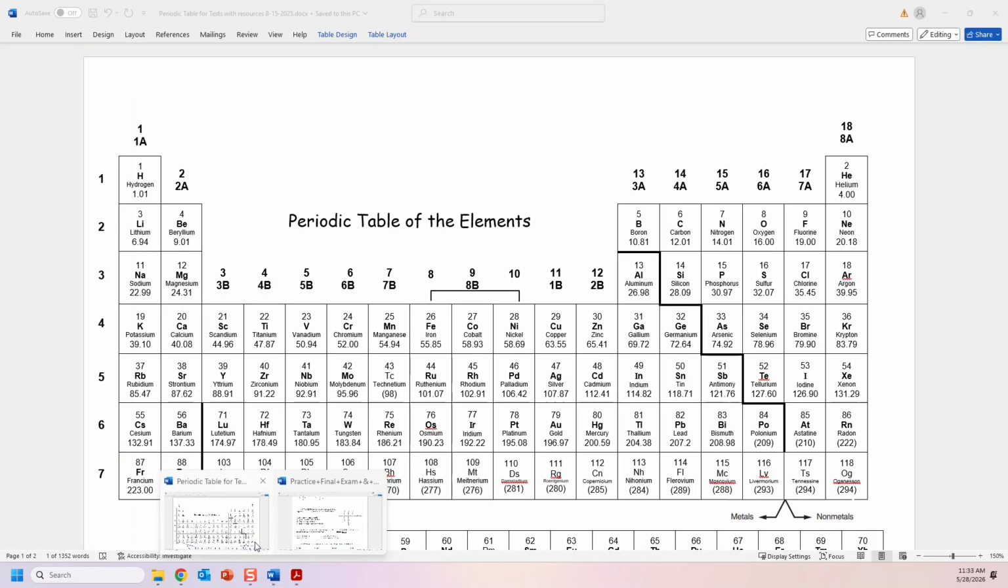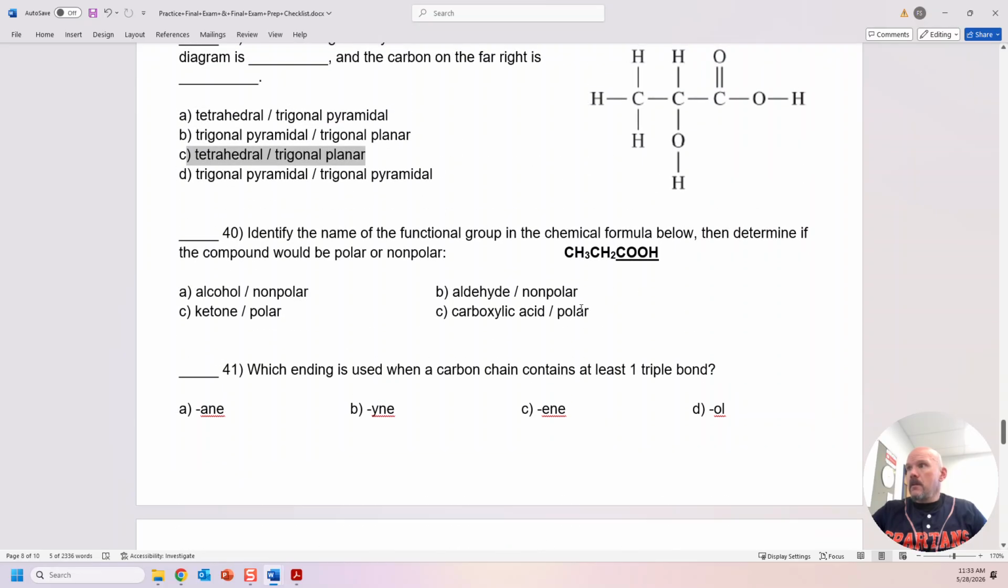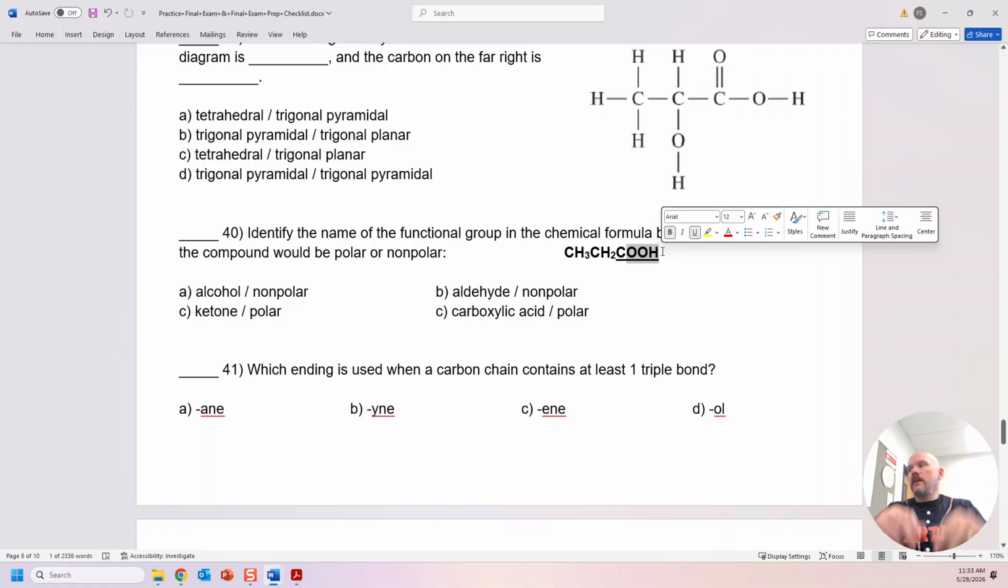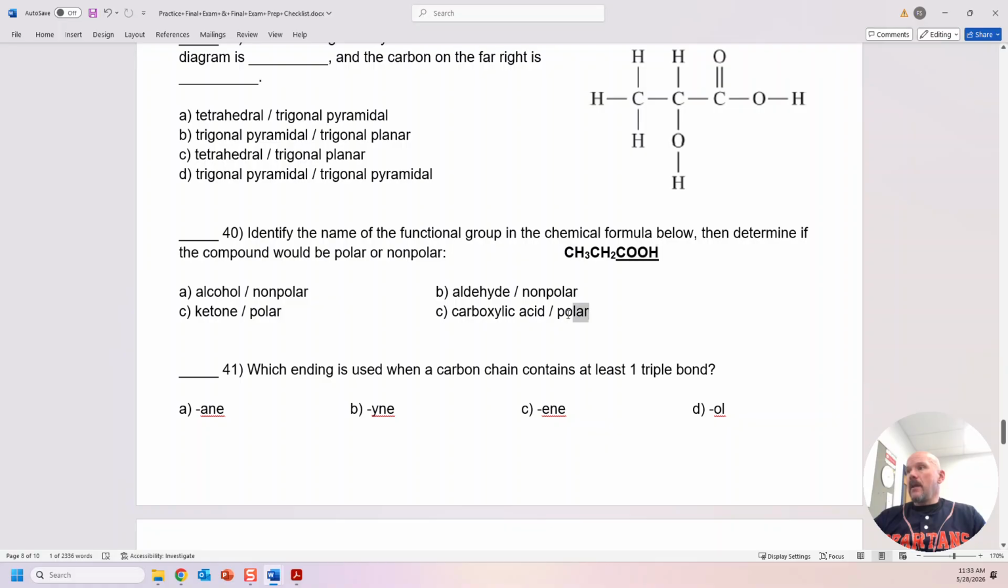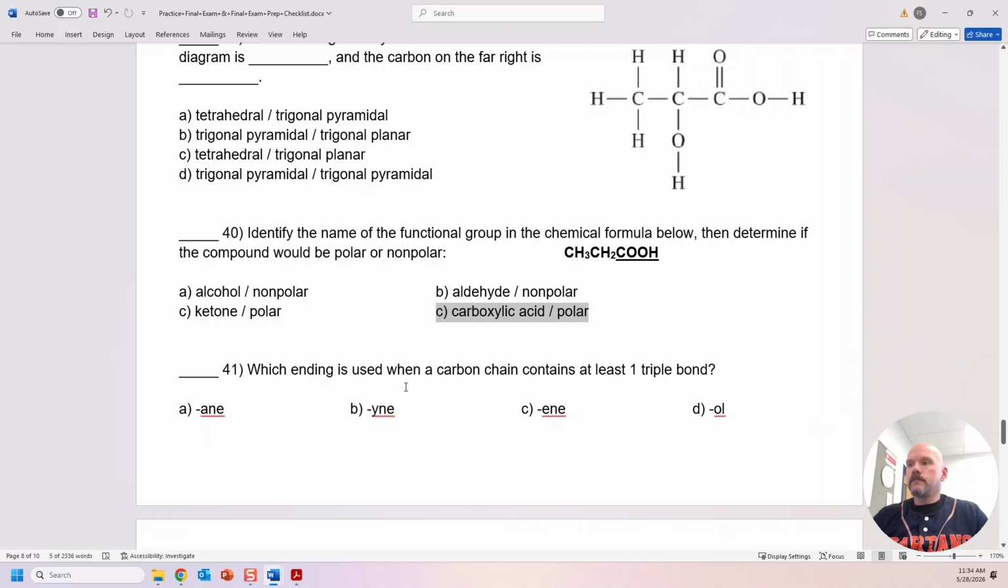Next one, we got another carboxylic acid. So hopefully, remember when they write OH at the end, you're thinking alcohol. When they write COOH at the end of an organic compound, that's a carboxylic acid, organic acid, that kind of thing. So we know it's a carboxylic acid. And remember, whenever you have anything other than carbon and hydrogen in an organic molecule, you're going to be polar. So carboxylic acid, polar. All right.